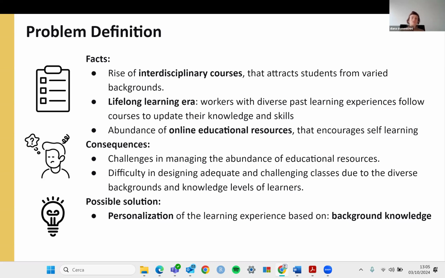And we have several consequences. It's hard for learners to navigate this abundance of educational resources, but also for teachers and instructional designers it is hard to develop adequate and challenging classes due to the diverse background and knowledge of the learners. So the solution is to develop a method to personalize the learning experience.